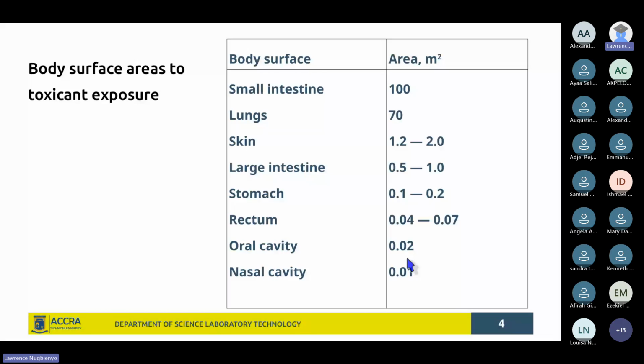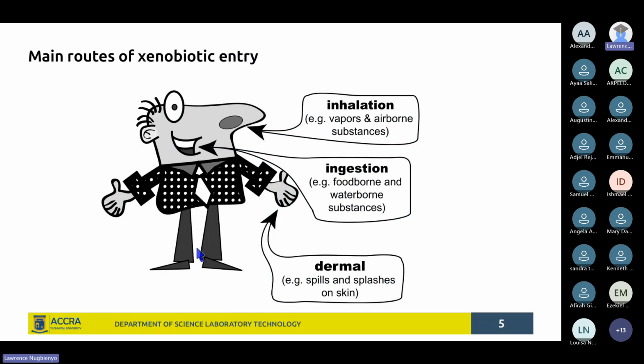That is the surface area for absorption, or say getting exposure to xenobiotics. Right. So of course, in all of these, the main routes of xenobiotic entry into the body start with inhalation. That is through the nasal cavity, and that's going to be for substances that are in the gaseous state.